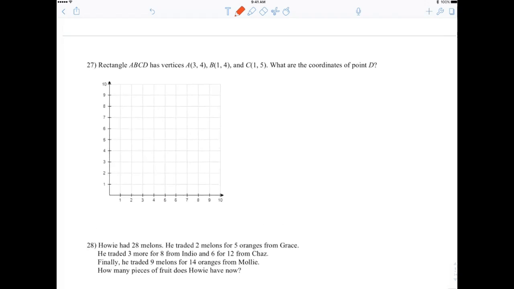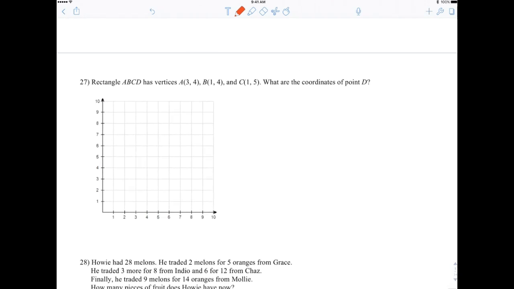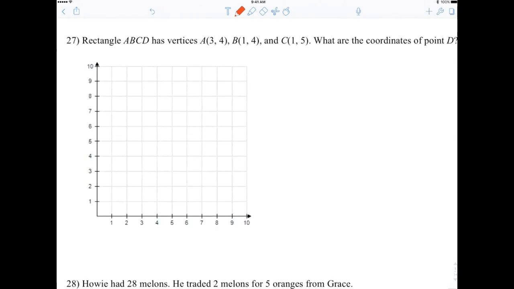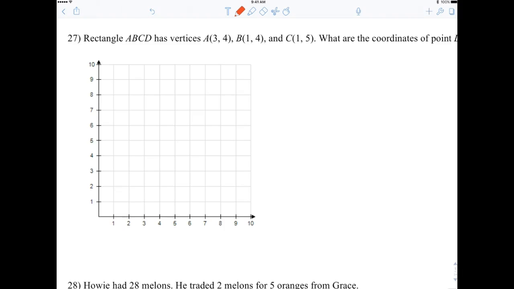All right, 27. Rectangle ABCD has vertices. We got to find the coordinate D. So everybody's got to plot that out for me real quick. Plot that out, and then you got to try to figure out what coordinate D is. So remember, you go left and right, then up and down. So we're going to graph 3, 4. 3, 1, 2, 3, 4. Is everybody happy with that so far? 1, 4, I think would be right there. 1, 5 would be right there.